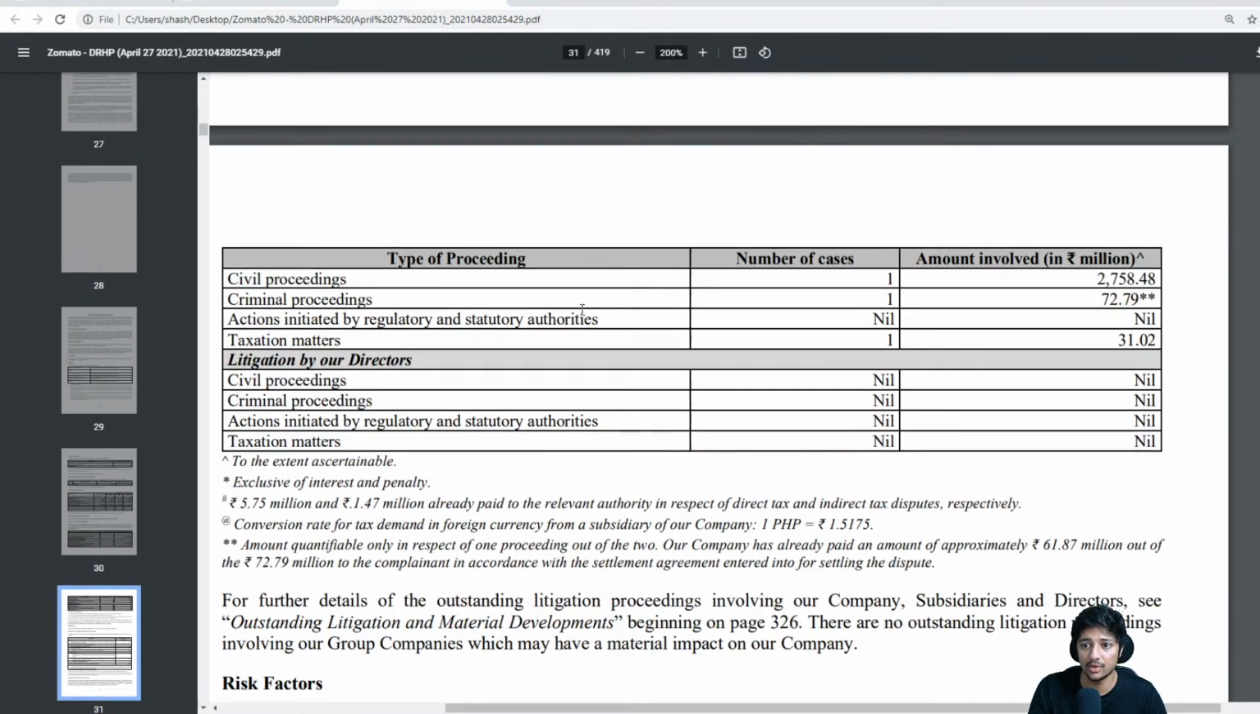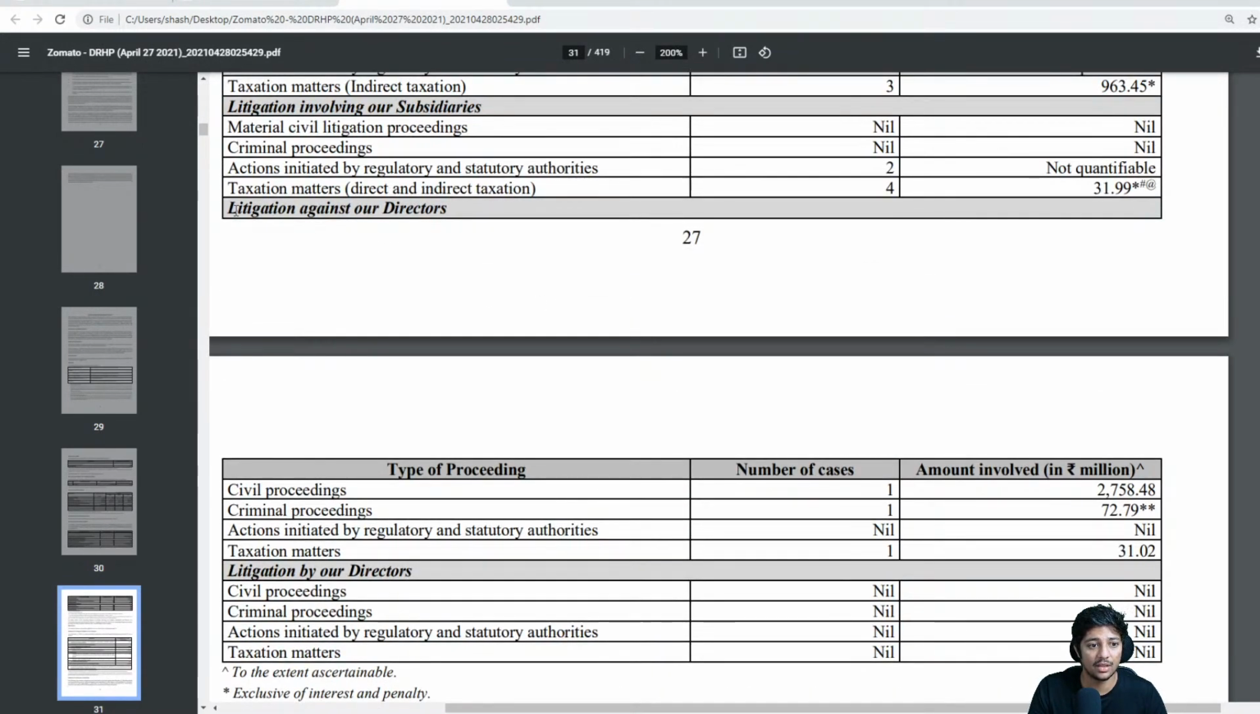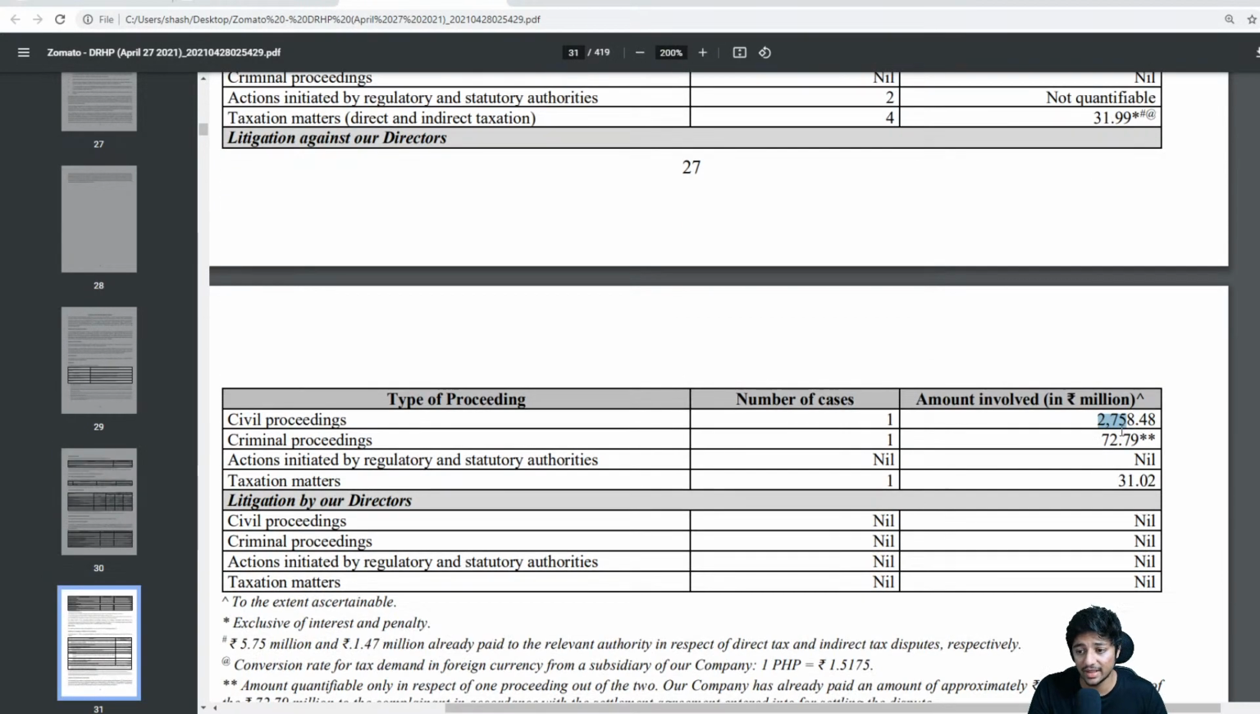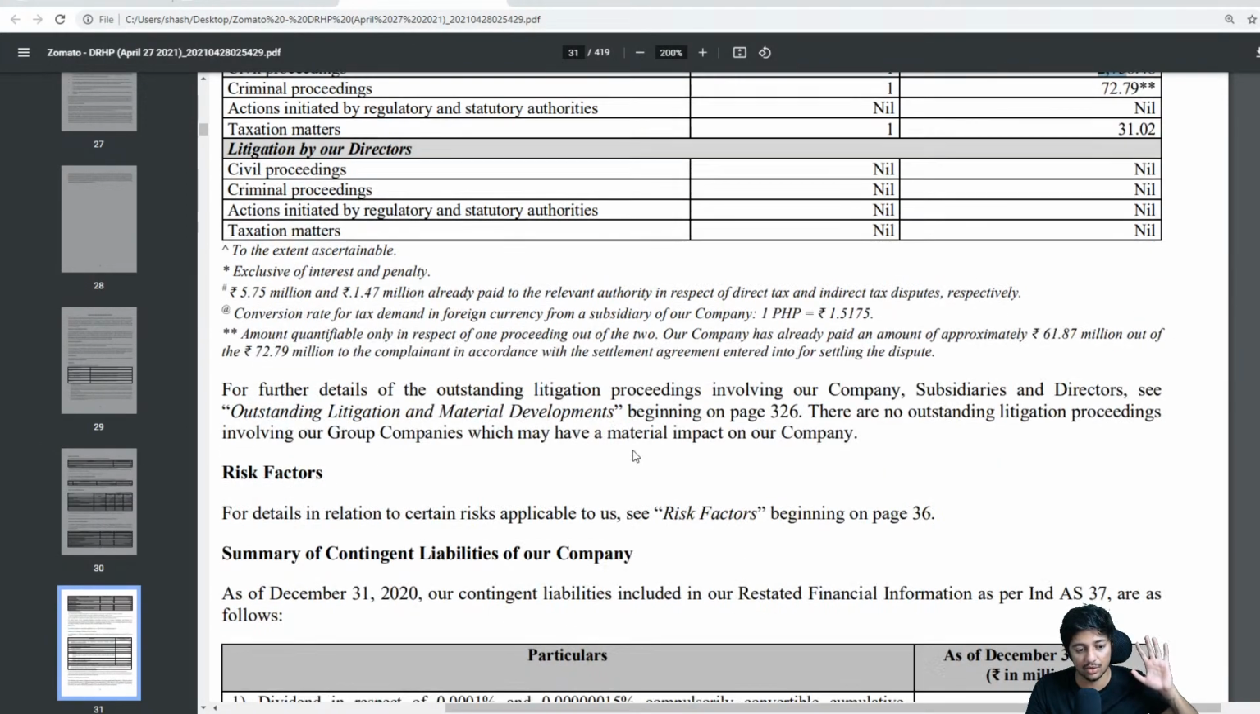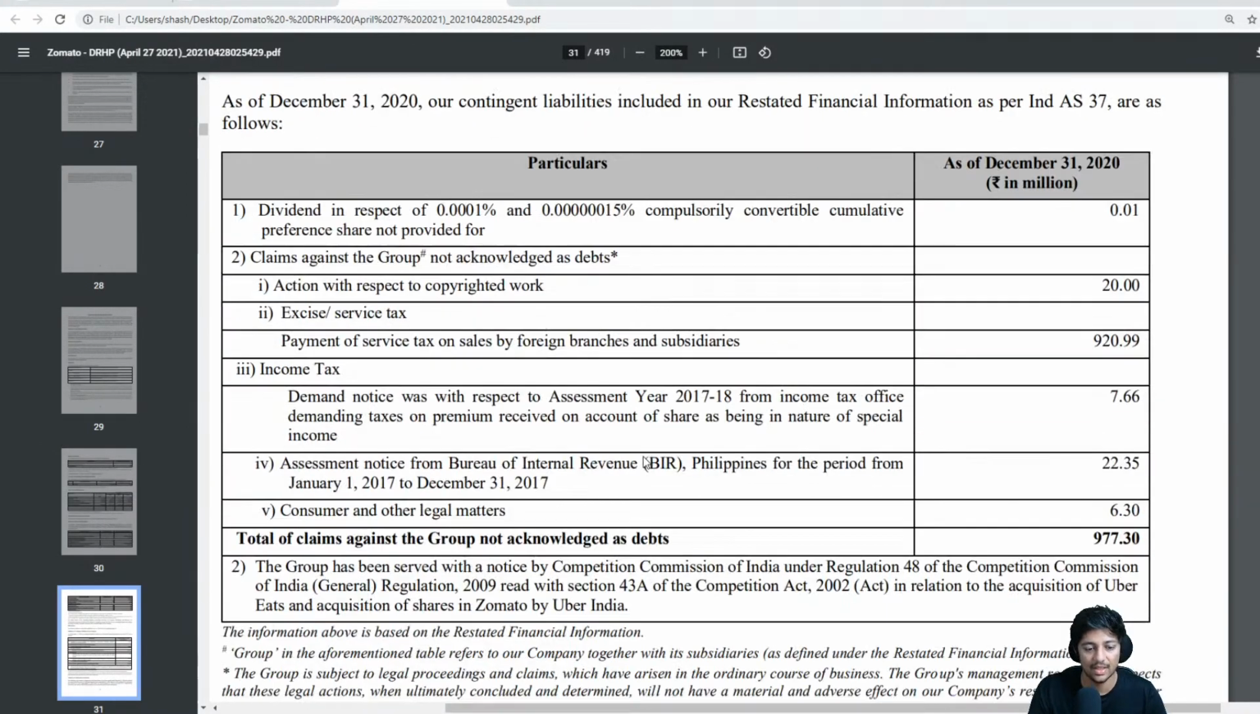You keep going. Look at this. If you look at litigation against our directors, against the Zomato director, there is one civil proceeding, and the amount involved is 275 crores. I don't know what this litigation is, but there is 275 crores litigation on this. Again, we don't know what it is. We will see that later.